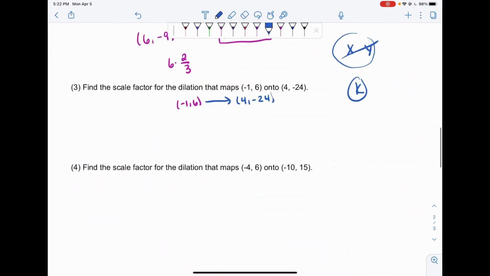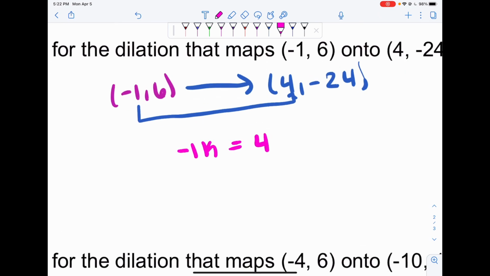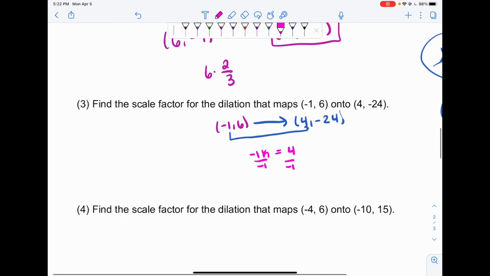So let's look at this example. If I do this problem, I want to figure out what do I multiply negative 1 by to get to 4. So I'm going to do negative 1 times k is equal to 4. How do I get rid of that multiply by negative 1? I divide by negative 1. What's 4 divided by negative 1? It's negative 4. So I can say my scale factor is negative 4. And to check that, I just do negative 1 times negative 4, which is 4, 6 times negative 4, which is negative 24.